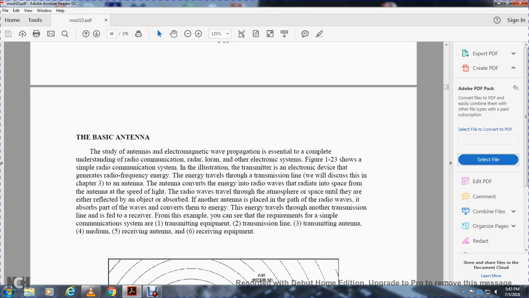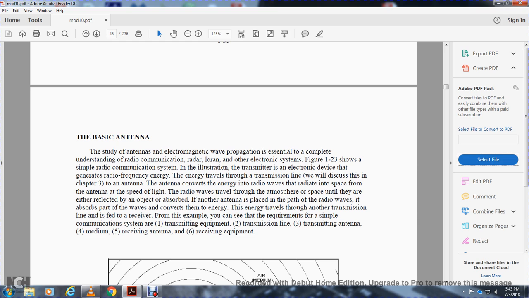Figure 1-23 shows simple radio communication and illustrates the transmitter, the electronic device that generates the radio frequency energy. It travels through the transmission line, which we'll discover in chapter 3, to the antenna. The antenna converts the energy into radio waves. The radio waves radiate into space at the speed of light. The radio waves travel through the atmosphere or space until they are either reflected or absorbed by an object. If another antenna is placed in their path, it absorbs part of the radio waves and converts the energy, which travels in another transmission line to the receiver.